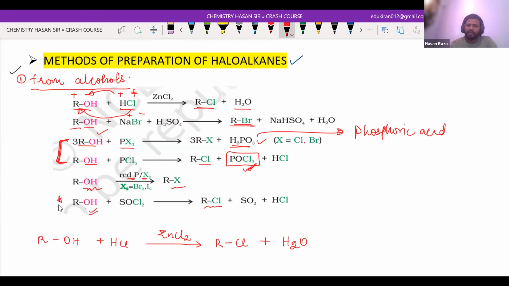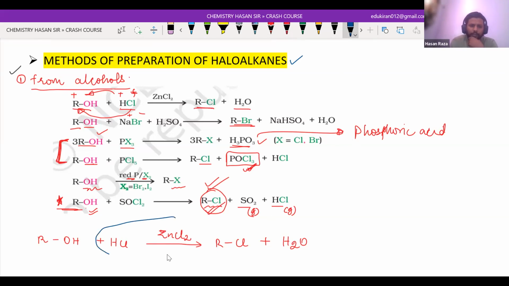And the best preparation of haloalkane is from this, because the byproducts are in gaseous state and they evolve, and you will eventually get the purest product. Because these two byproducts are gaseous and they will go out, you will get the product purely. Is that clear, everyone? Yes, sir.